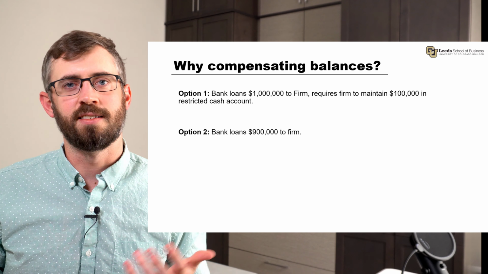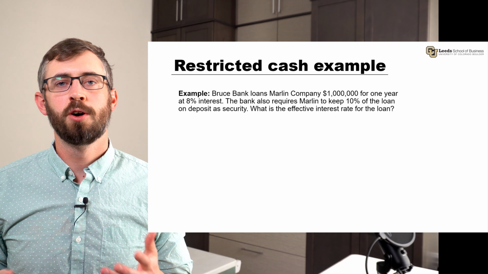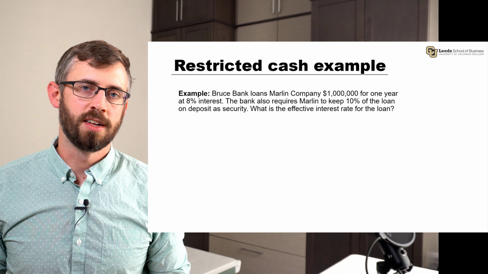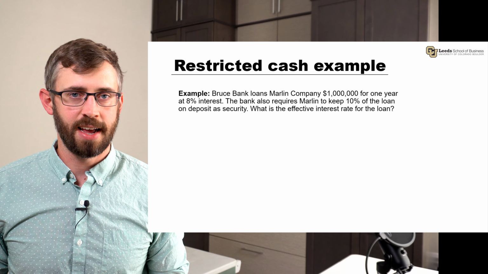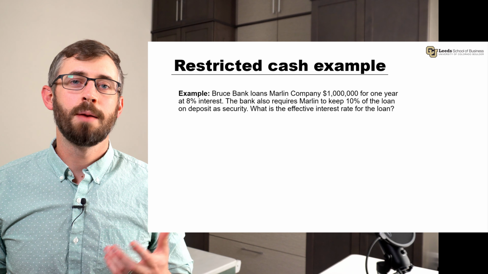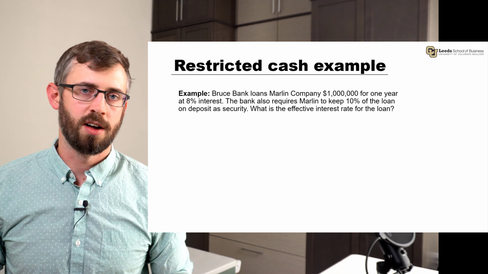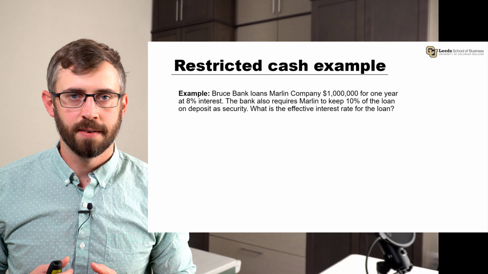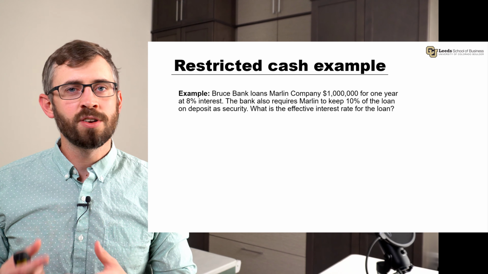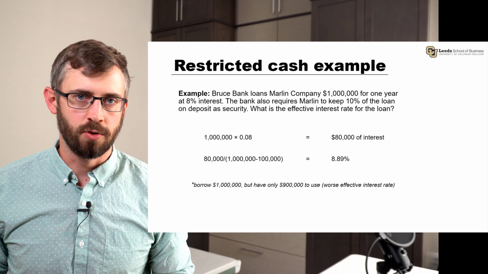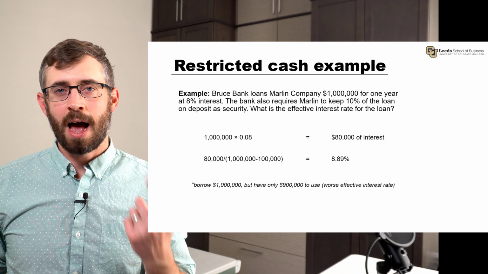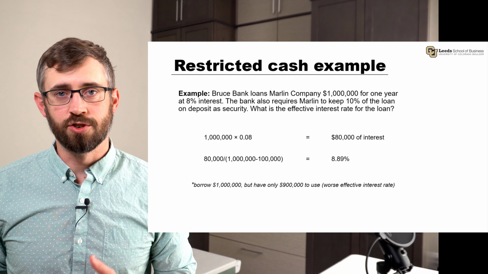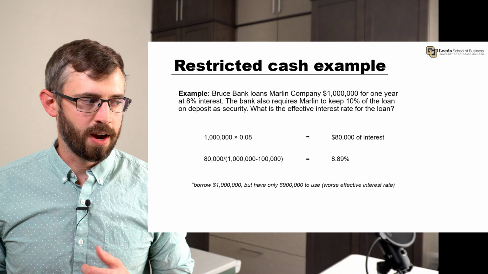Because otherwise they seem fairly equivalent, right? So suppose we have Bruce Bank and they loan Marlin Company $1 million at an 8% annual rate, but they require 10% of that loan amount to be kept on hand as a compensating balance at Bruce Bank. And so what we want to see is, how does this change the interest rate of the loan, right? So I'm going to pay $80,000 of interest on this $1 million loan, right?